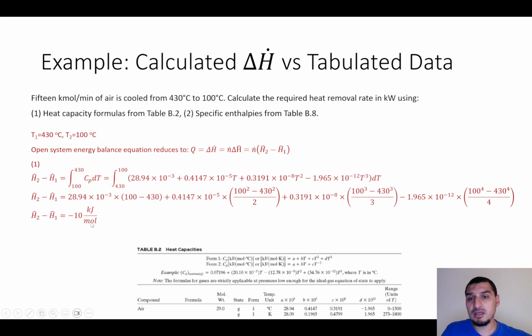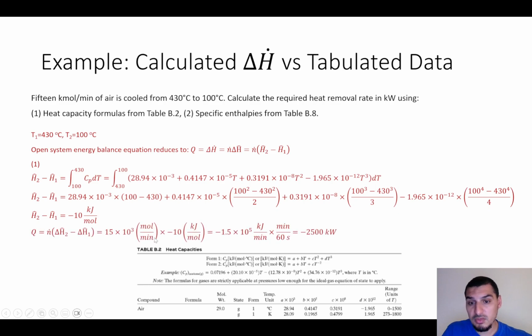Then we can substitute here. Keep in mind this is kilojoules per mole, and this is kilojoule, and this is kilomole per minute. So we need to unify the units. I multiply the flow rate by 10 to the power 3 to make it in moles per minute. So the mole will cancel this mole, and the result would be in kilowatts. So this is negative 2500 kilowatts. So it's very straightforward. There are no tricks here. It's very simple. So this is the first option.